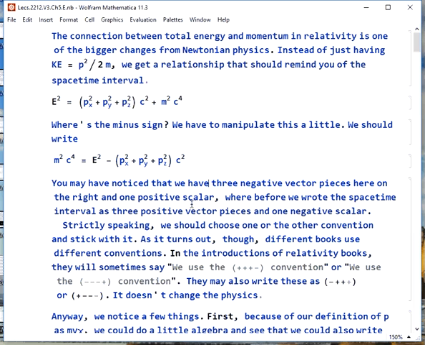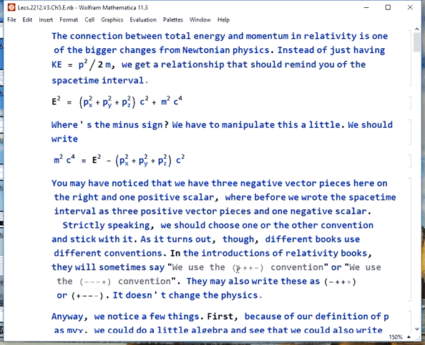And before we wrote the space-time interval, we wrote it as x squared, y squared, z squared minus ct squared. Really, we should do one or the other of those things. I shouldn't mix them in one course. It's not going to hurt us now, but it's just sort of bad style. If you look at a relativity book, a lot of times in the introduction, they will say which of these conventions they're going to use.